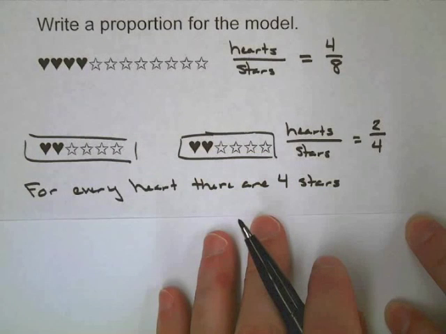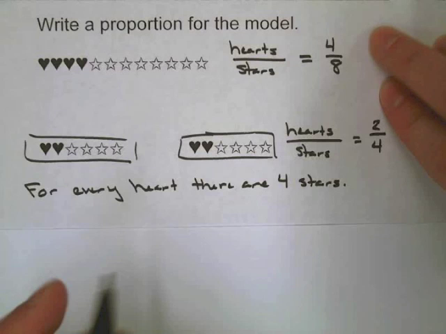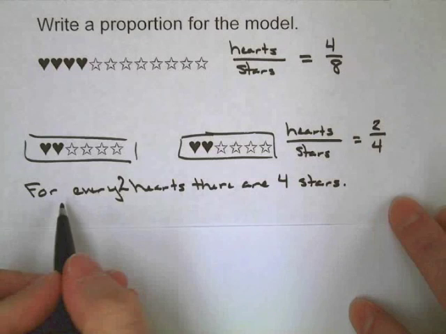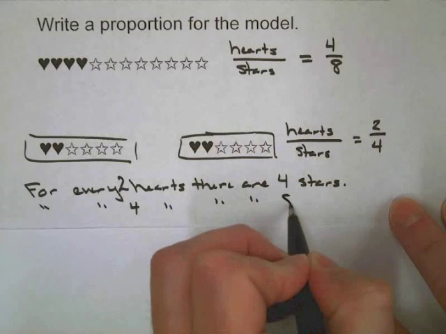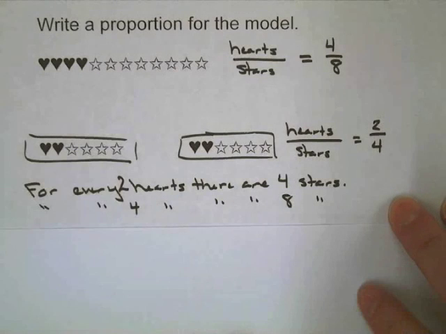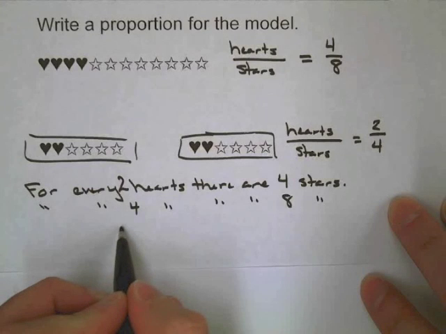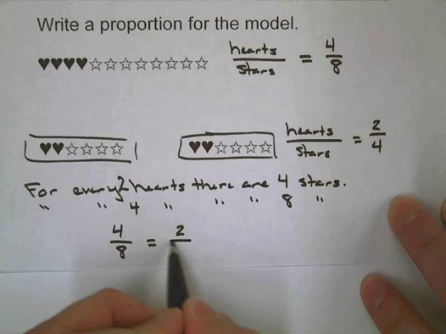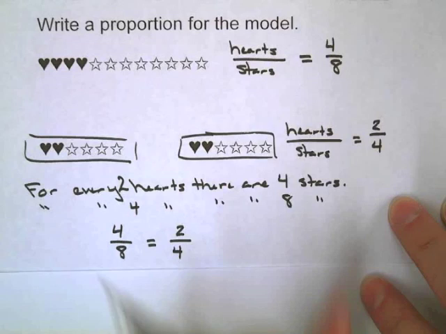I could also say that, though, that for every 2 hearts, there are 4 stars. But I could also say for every 4 hearts, there are 8 stars, because that's also true. I'm just looking at it in a slightly different way. And so these are equivalent fractions. 4 to 8 is equivalent to 2 to 4 in this case when we're looking at this model right here.